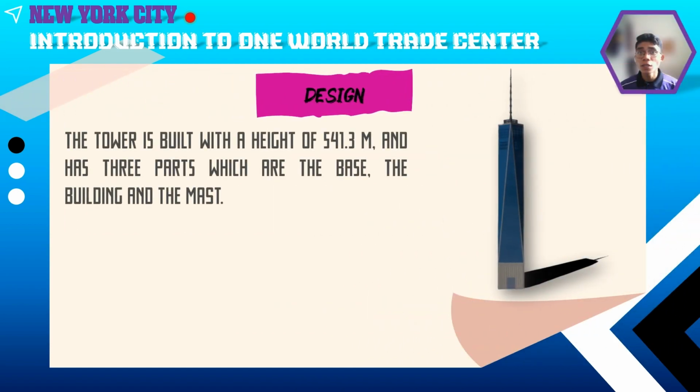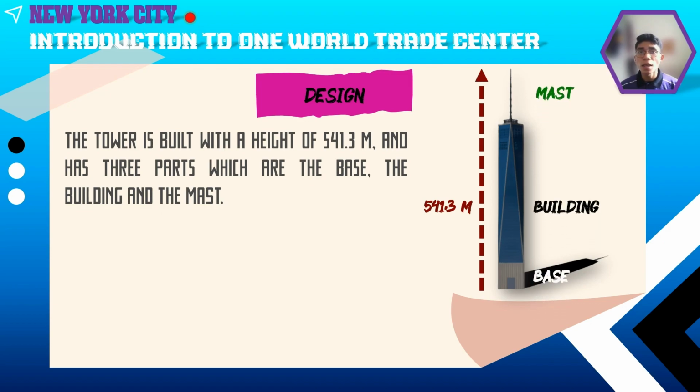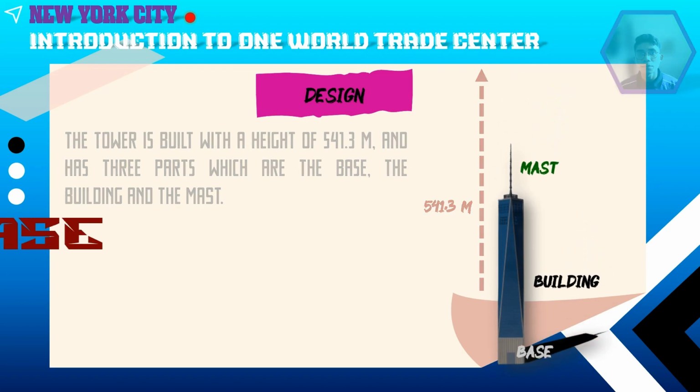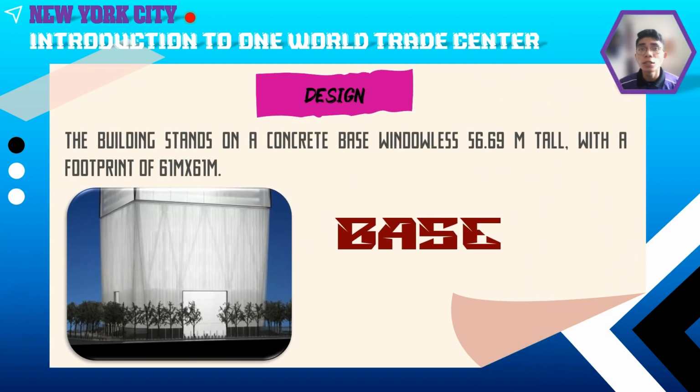We continue with the design of this tower. The tower is built with a height of 541.3 meters and has 3 parts, which are the base, the building, and the mast. The building stands on a concrete base, windowless, 56.69 meters tall, with a footprint of 61 meters by 61 meters.